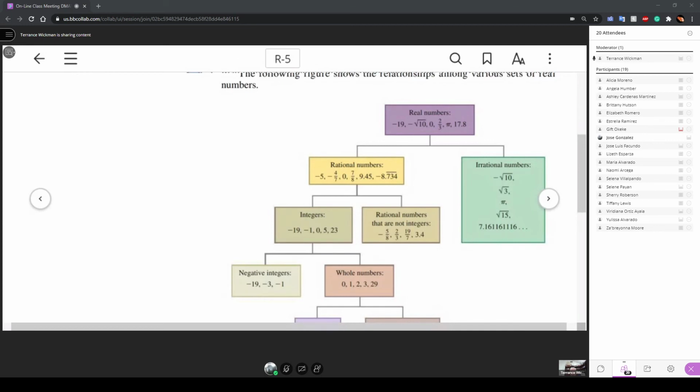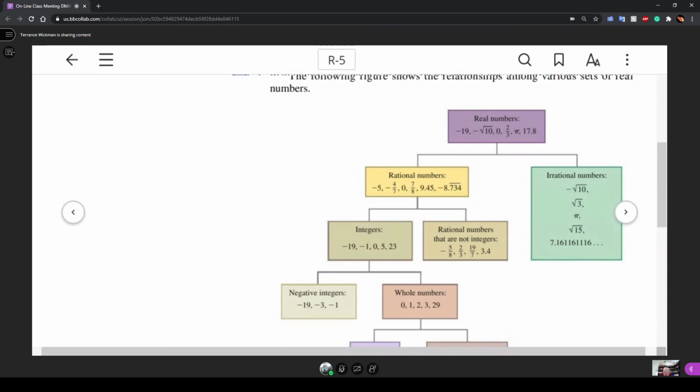Rational numbers include all of the fractions and all of the integers. Irrational numbers are those things like pi, those things that go on and on and on. And all of those are under real numbers.